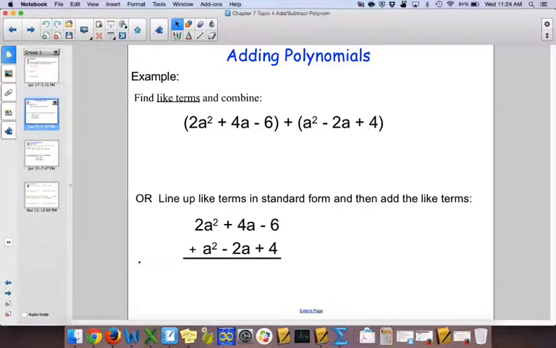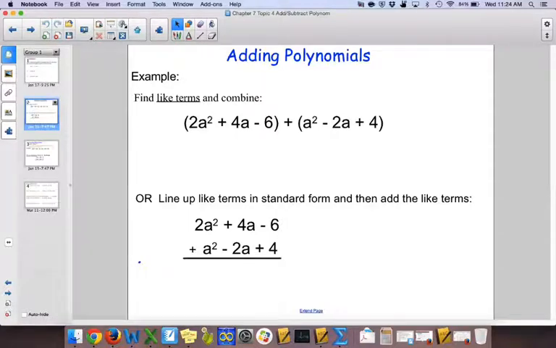Okay, in Chapter 7, Topic 4, we're going to be dealing with adding and subtracting polynomials. So we'll look at an example first. We're looking at finding the like terms and then combining. So we have 2a squared plus 4a minus 6 plus a squared minus 2a plus 4.